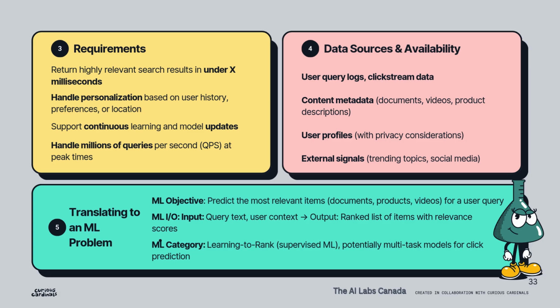Once you define this, you also need to think about how we get this data, right? We will need a huge amount of user queries, clicks, content metadata, and user profiles, assuming that we are anonymizing them. So now we know what we are building.